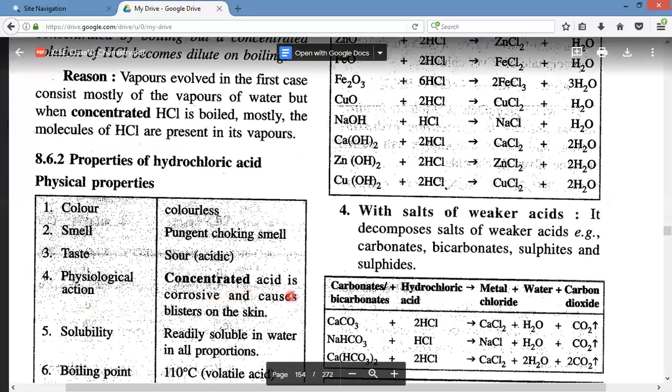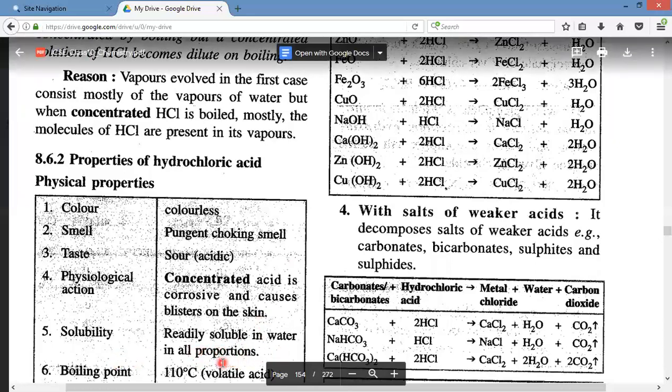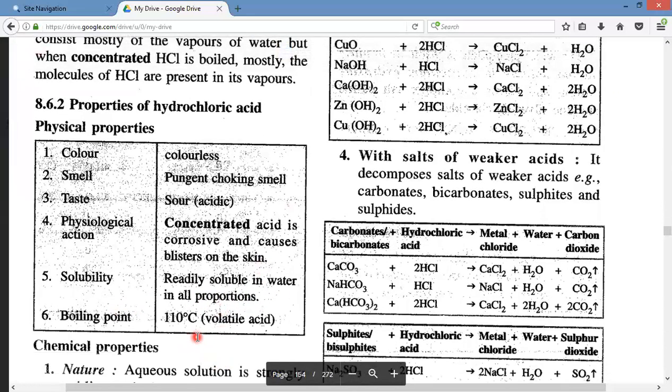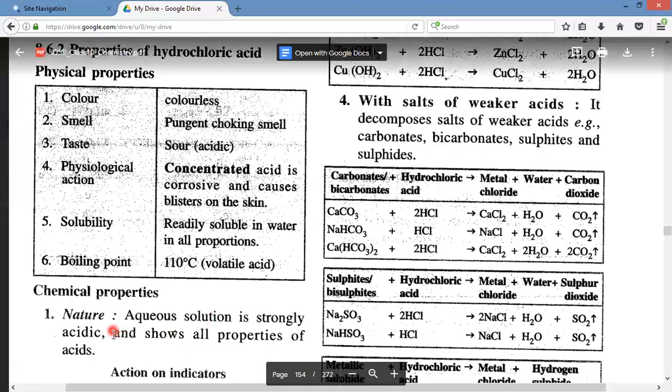Physiological action: concentrated, it is corrosive in nature and causes blisters on the skin. We should be careful about handling it. Solubility: readily soluble in water in all proportions. Boiling point 110, volatile in nature, and it's a very important point, kindly note it down.